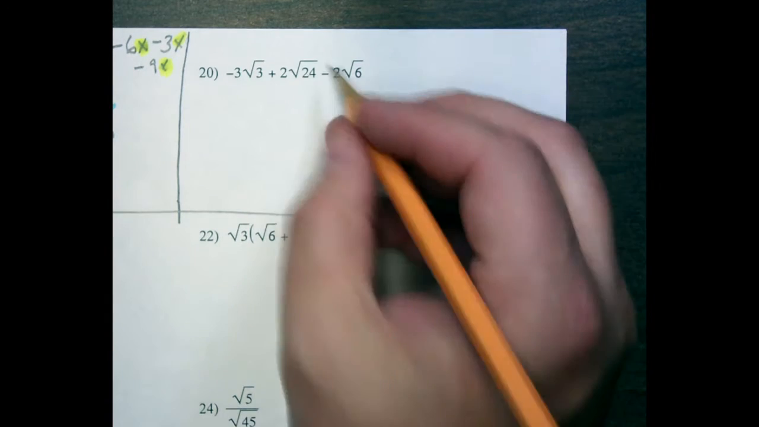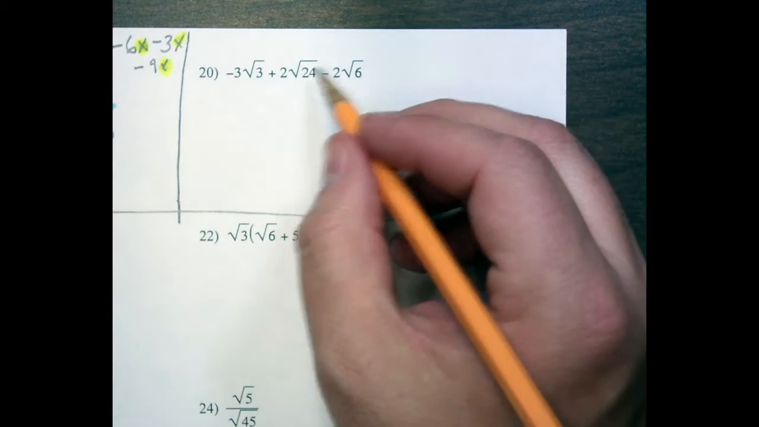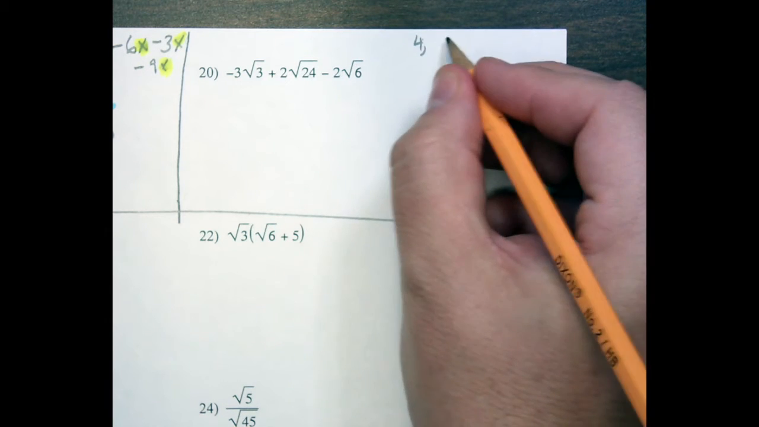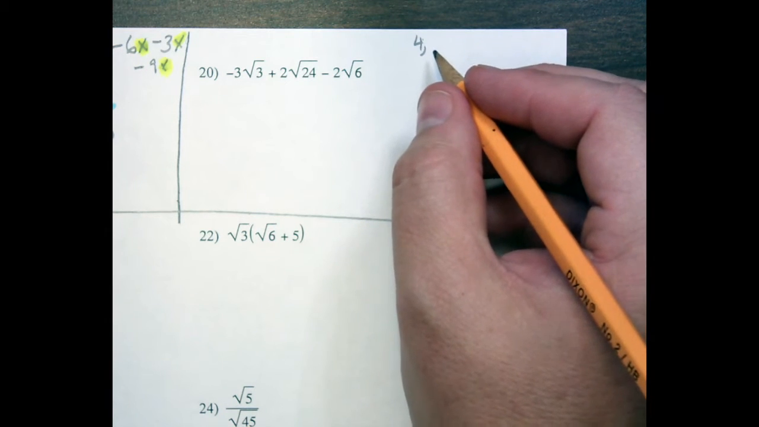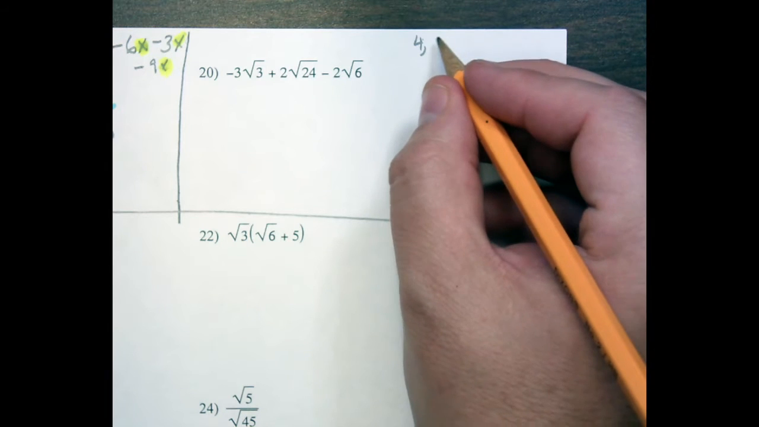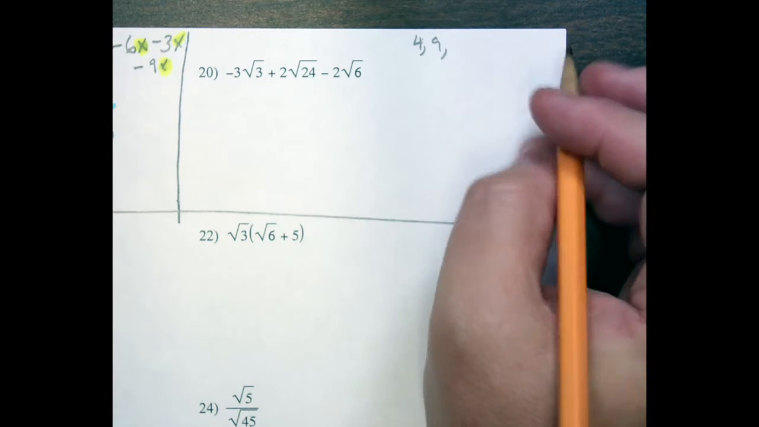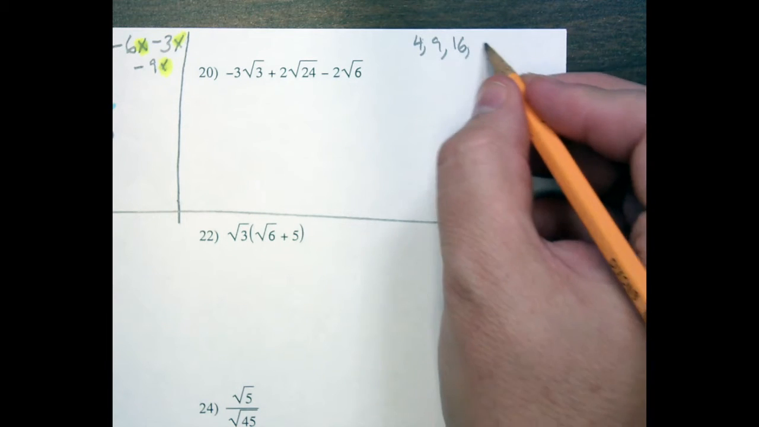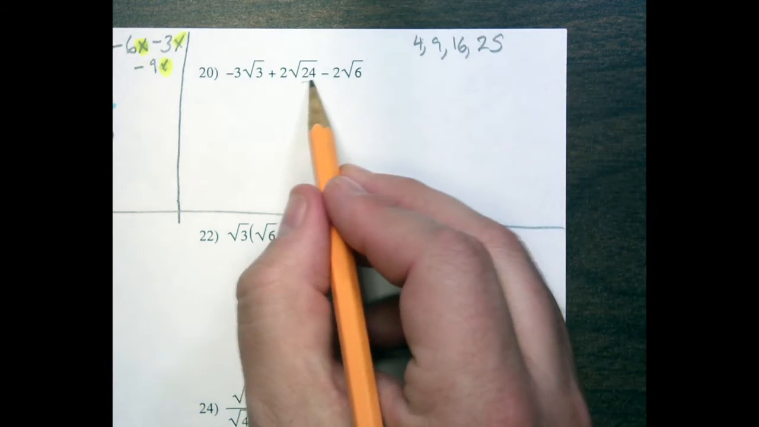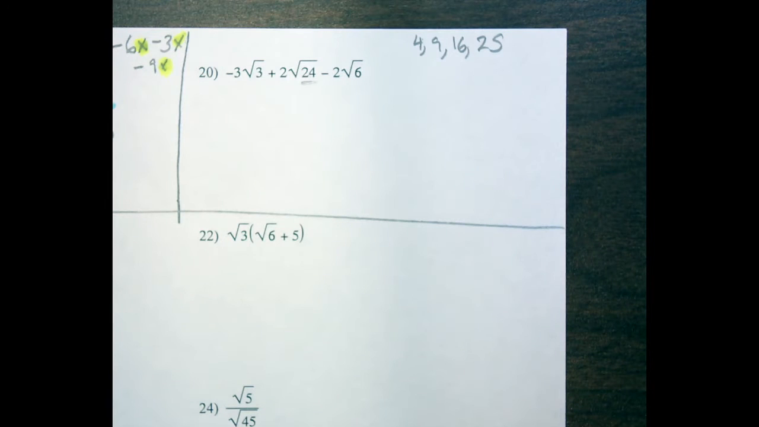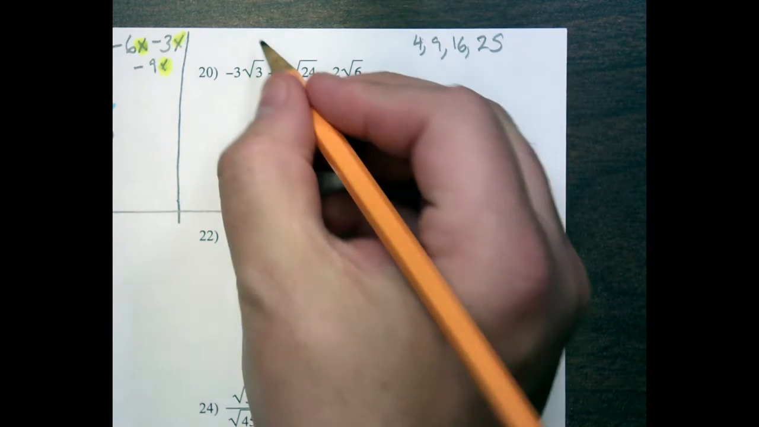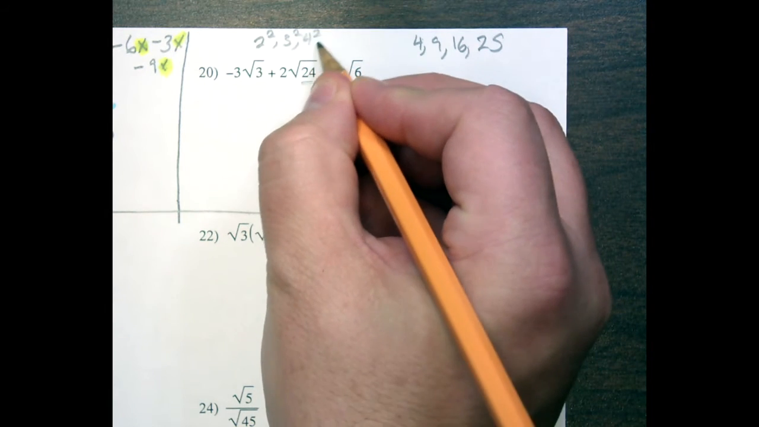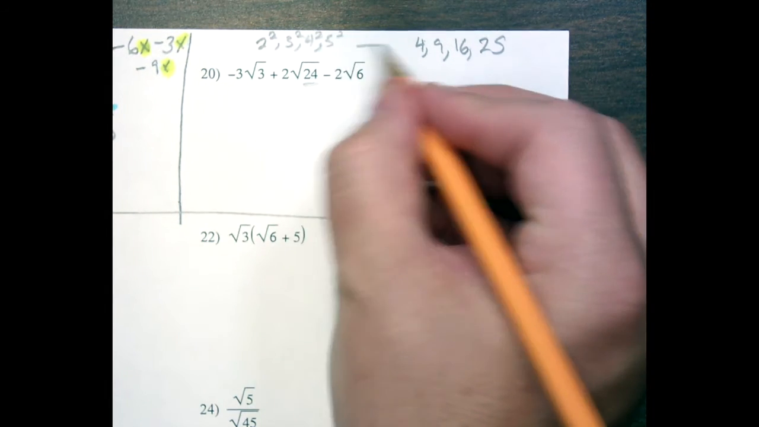We're going to do more of the same. But remember, we want to think of those squares, those perfect squares. So 2 squared is 4. What's 3 squared? 9. What's 4 squared? 16. What's 5 squared? 25. Now I don't need to go any higher because the highest number I have under the square root is 24. So again, just to recap, I'm saying 2 squared, 3 squared, 4 squared, 5 squared, and those are those terms.